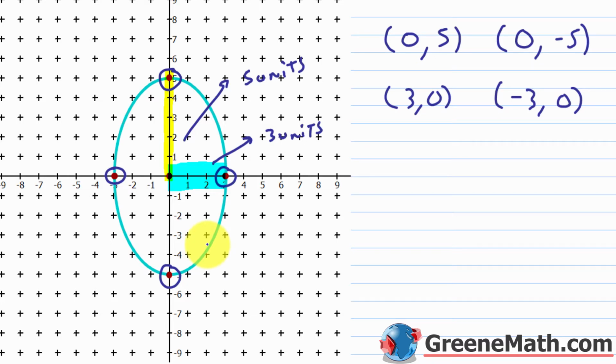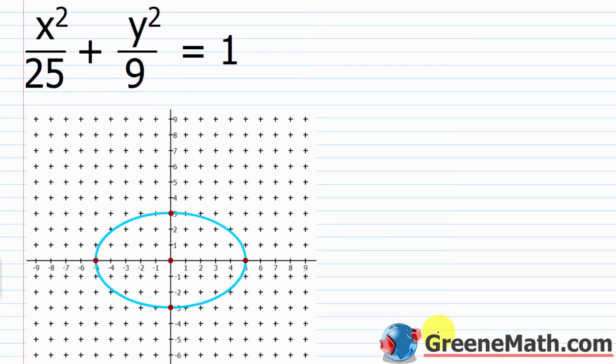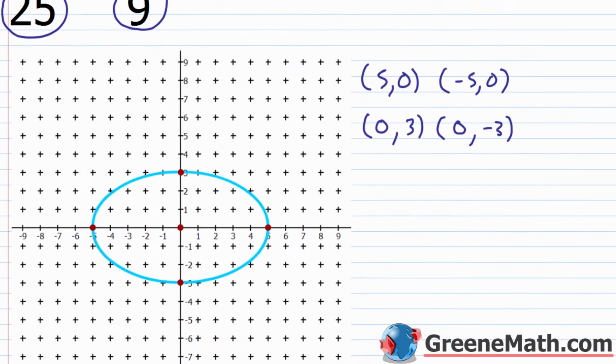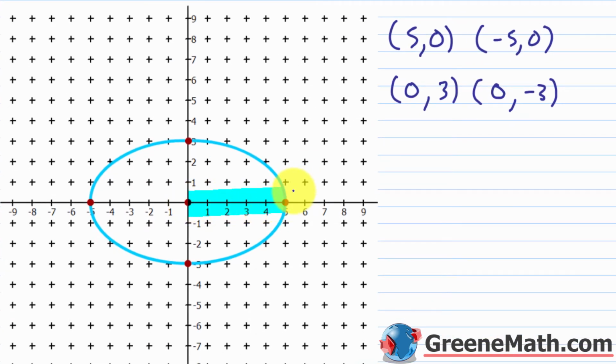Now let's take a look at a horizontal ellipse. In this case, I've just switched the denominators around. Now the 25 is underneath the x squared, and the 9 is underneath the y squared. So the intercepts just changed around. Now the x-intercepts would be at (5, 0) and (negative 5, 0). The y-intercepts would be at (0, 3) and (0, negative 3). So this changed from being tall and skinny to short and fat. In other words, the distance from here to here is now 5 units.